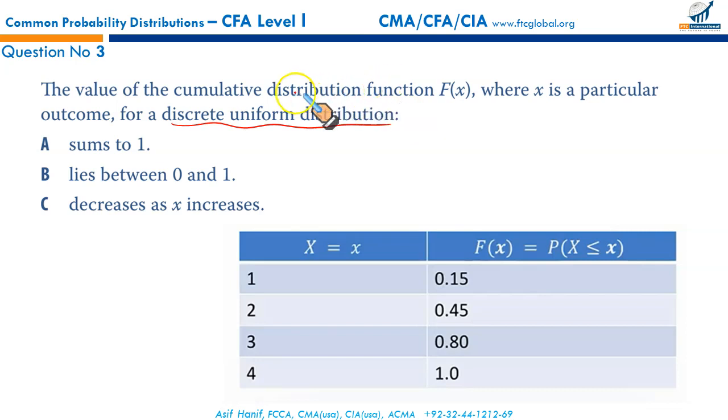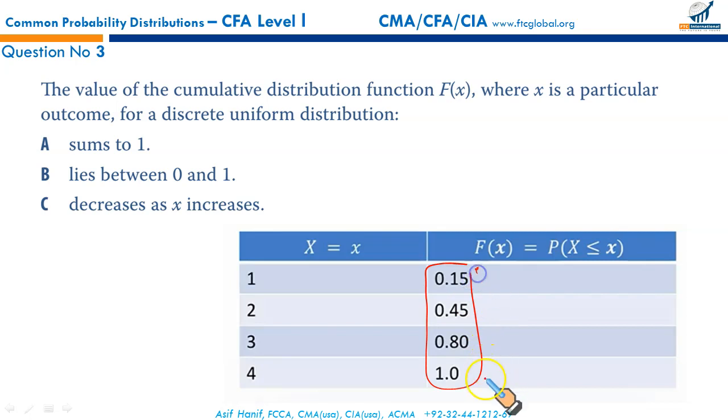The value of the cumulative distribution function doesn't sum to 1. If you add these all up, the number would be clearly greater than 1. So this option is incorrect. Then, the value of the cumulative distribution function lies between 0 and 1. Yes, that's true. Between 0 and 1.